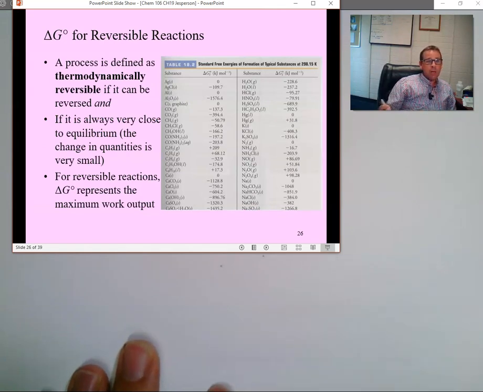Delta G for reversible reactions. A process is thermodynamically reversible if it can be reversed. The delta G will be 0, right? If you're very close to equilibrium, if it's very close to 0, either negative or positive, then there will be small amounts of both reactants and products on both sides.